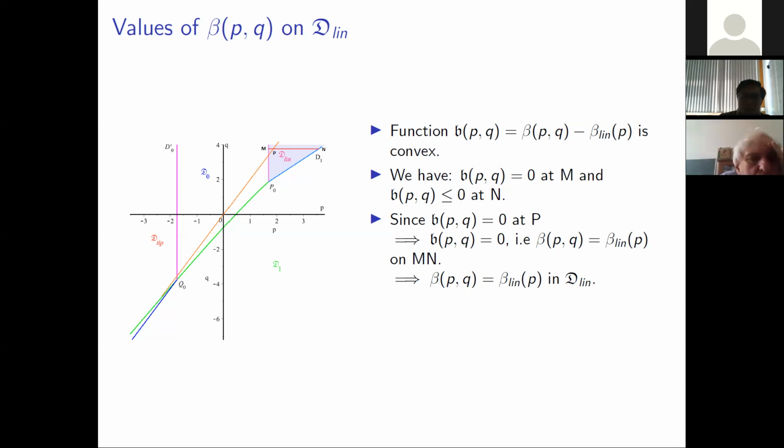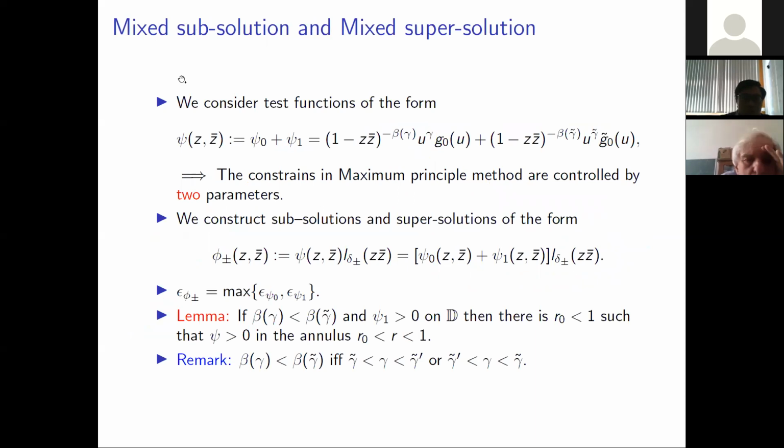Okay, so now pass to the new idea on the maximum principle method. We will see that the positivity of the super solutions, the sign of the operator as integral means exponent, they are only one parameter, as in our previous analysis. So now what we want to do is that we want two parameters. For us, it's easier to control the constraints of the maximum principle.